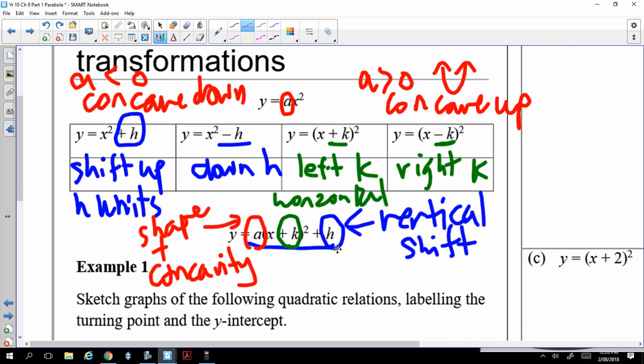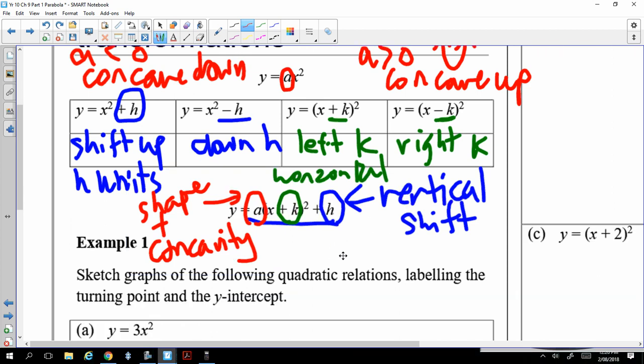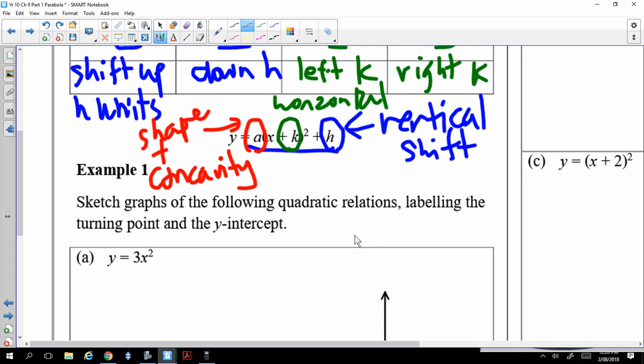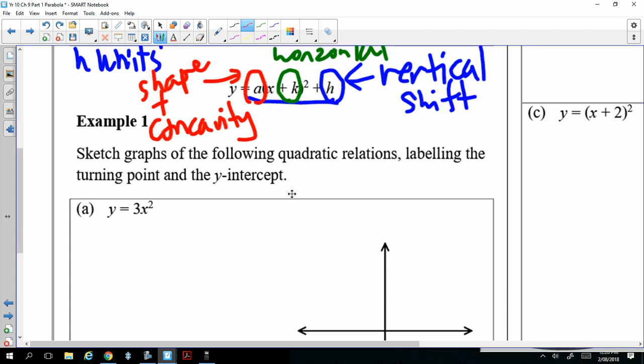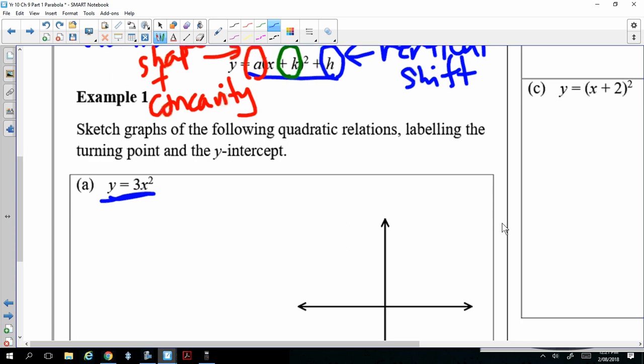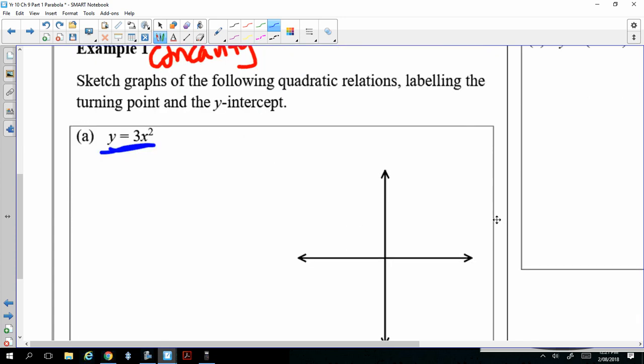Let's look at this graph. So we have to answer a few things about the graph. Sketch the following quadratic relations, labeling the turning point and the y-intercept. Hopefully when you see that, you know that this parabola does not move up or down or left or right. It's just a parabola through the origin, and the 3 will make it more narrow. So how do I show the narrowness? You will draw a little bit narrow, but it's hard to show.